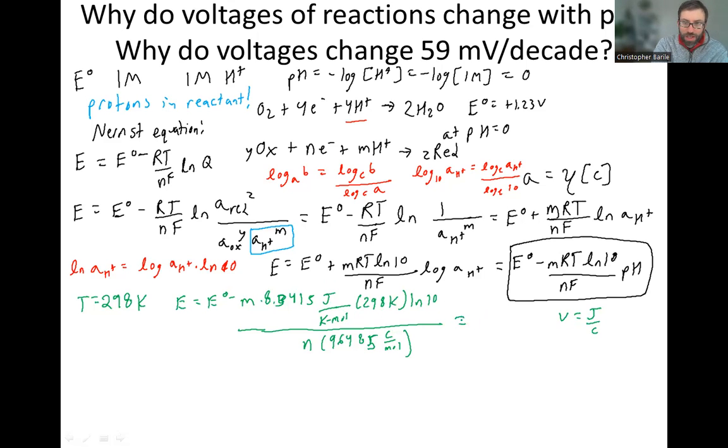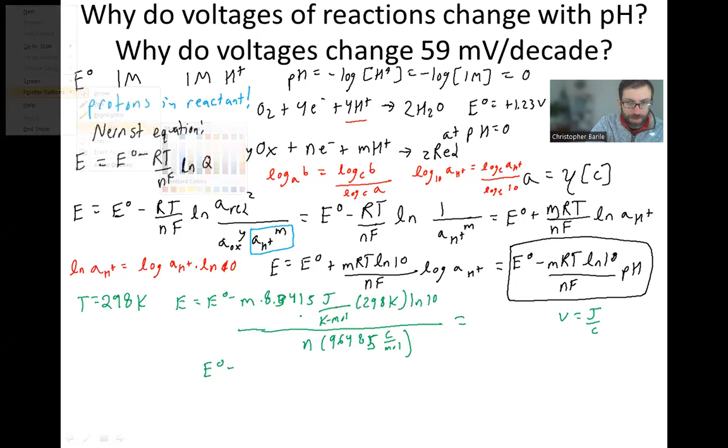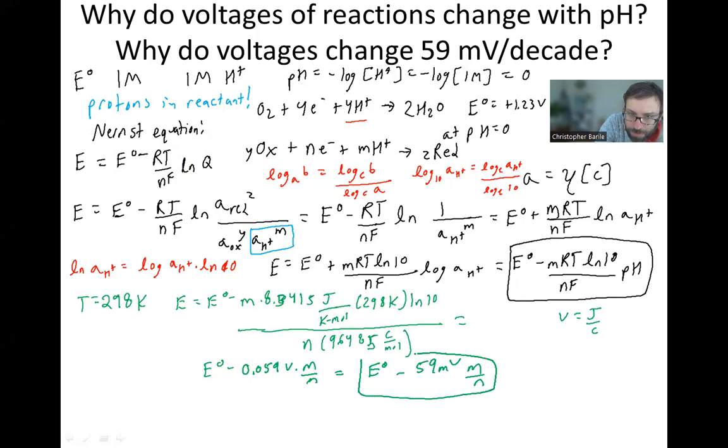And so if we simplify this out and you plug this into a calculator, what you end up getting is 0.059 volts times M over N. Another way of saying that is 59 millivolts M over N. And this is where the 59 millivolts per decade part comes in.